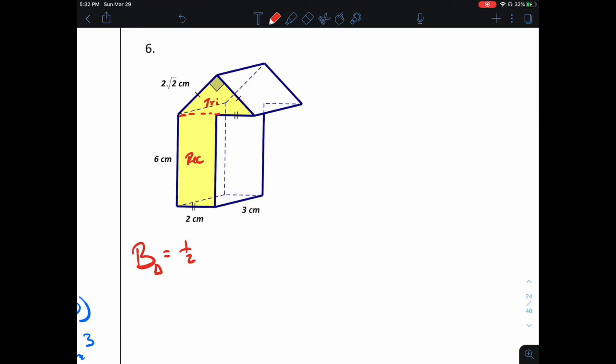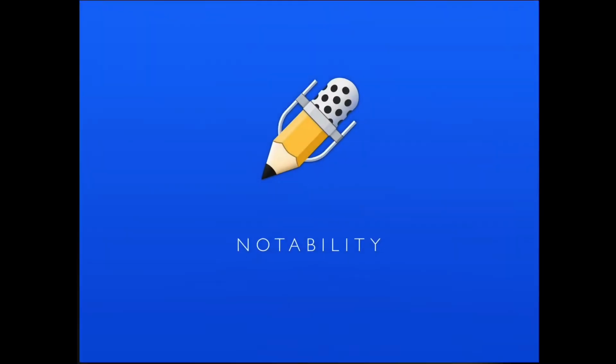Hold on, I'm getting ahead of myself. I lost pointer controls again. What is this world coming to?